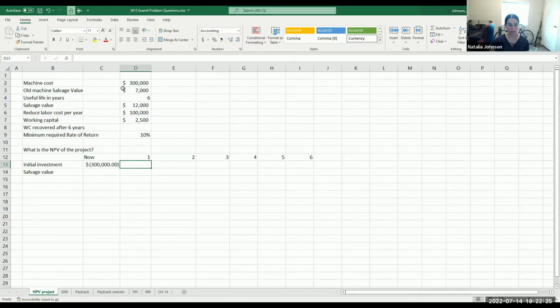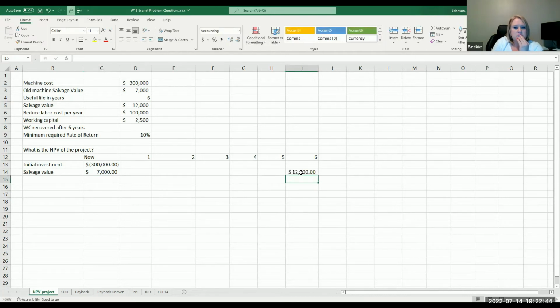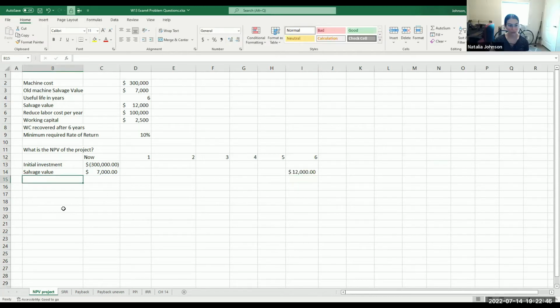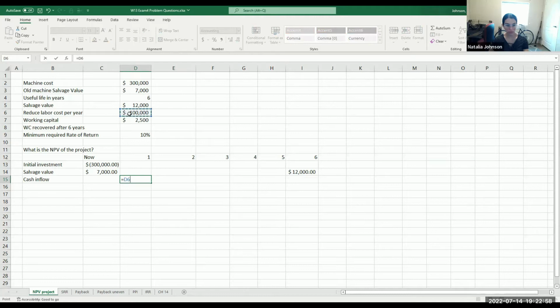So this 7,000 of salvage value, where would it go? Right in the now, but with positive. Yeah, perfect. Okay, and the salvage value for the new machine is 12,000. So where does it go? In year 6. Okay, now if it says reduce labor cost per year, that's cash inflow or cash flow, 1 through 6. Yes, so 100,000.